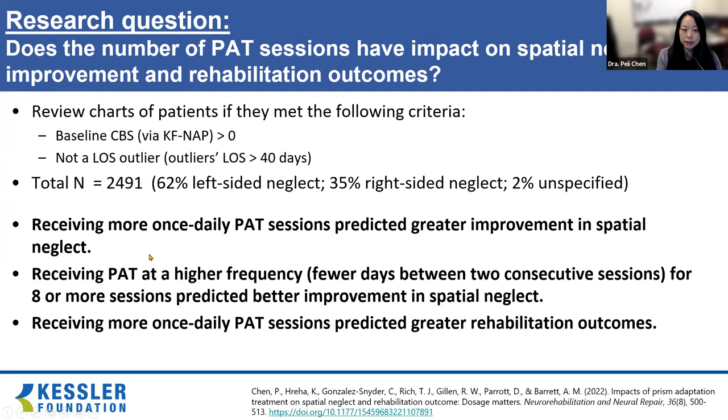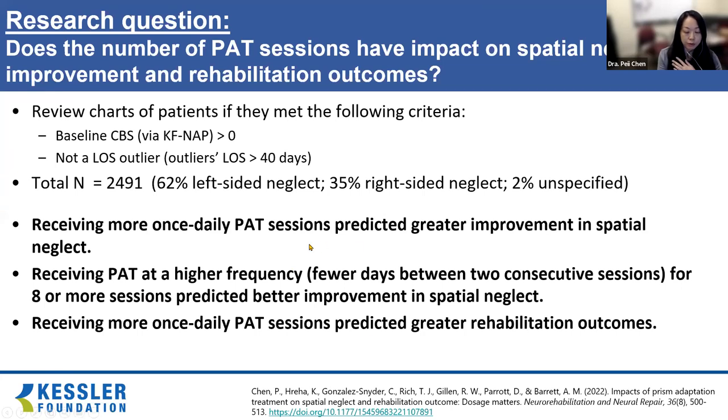What we found is that receiving more once-daily prism adaptation treatment sessions predicts greater improvement in spatial neglect. So if they cannot do 10, how about 5, 6, or 7 sessions? That will improve their outcome. And for patients who receive prism adaptation at a higher frequency, meaning fewer days between two consecutive sessions, for 8 or more sessions, it predicts better improvement. So the more the better, and the higher the frequency, the better. In general, receiving more once-daily prism adaptation treatment sessions predicts greater rehabilitation outcome.